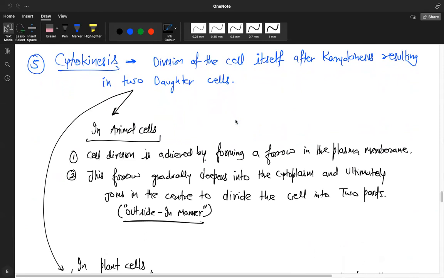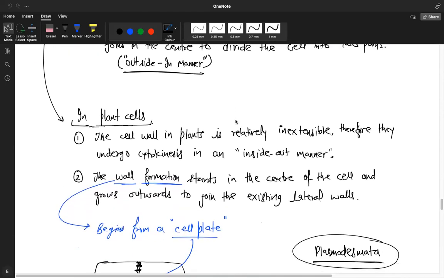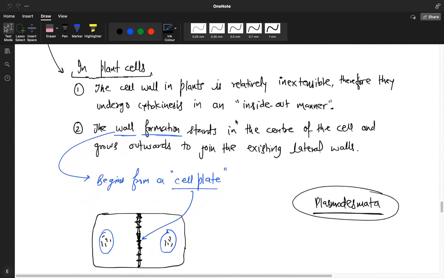In animal cells, cell division is achieved by forming a furrow in the plasma membrane. This furrow gradually deepens in the cytoplasm and ultimately joins in the center to divide the cell into two parts, in an outside-in manner. In plant cells it is different. What happens in plant cells?